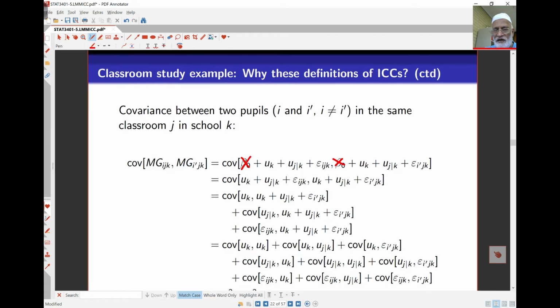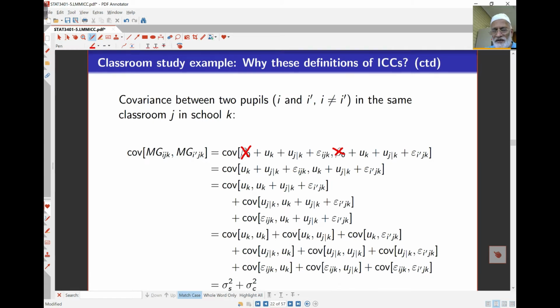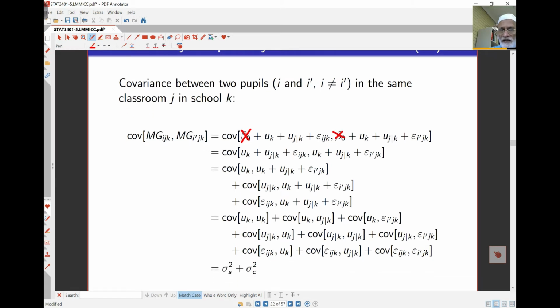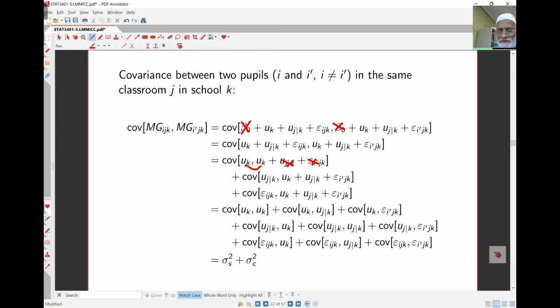So in the first term, I've only got the beta naught dropped off from the first and second. So it's a pairwise correlation covariance here. So it's UK with UK. It's UK with the whole lot, in fact. And then it's the UJK with the whole lot and the epsilon IJK with the whole lot. So here, pairwise, I'm going to have a covariance there. But because I assume that everything was independent, and this drops off and this drops off, all I get is the covariance of UK with UK, and the covariance of UK with UK is its variance, which is the school level variance.